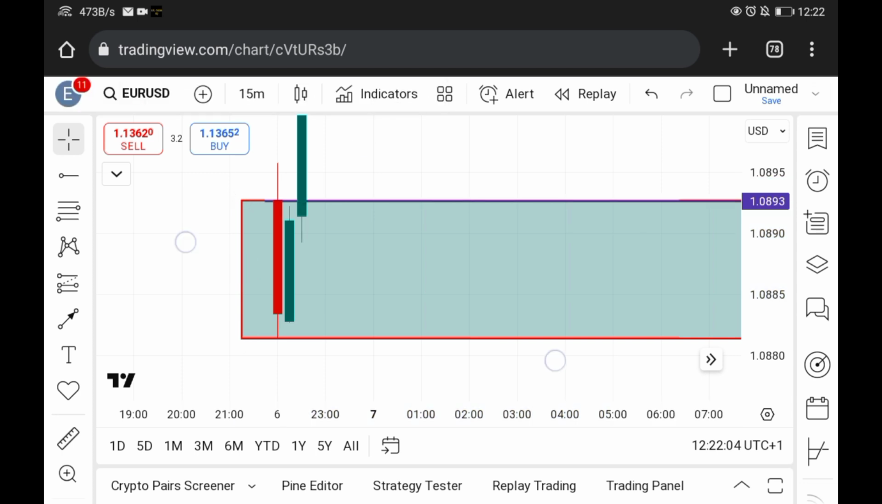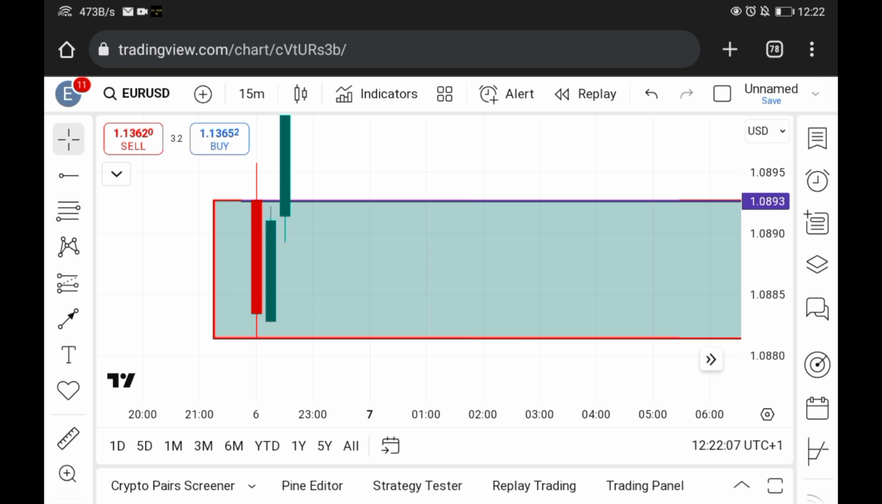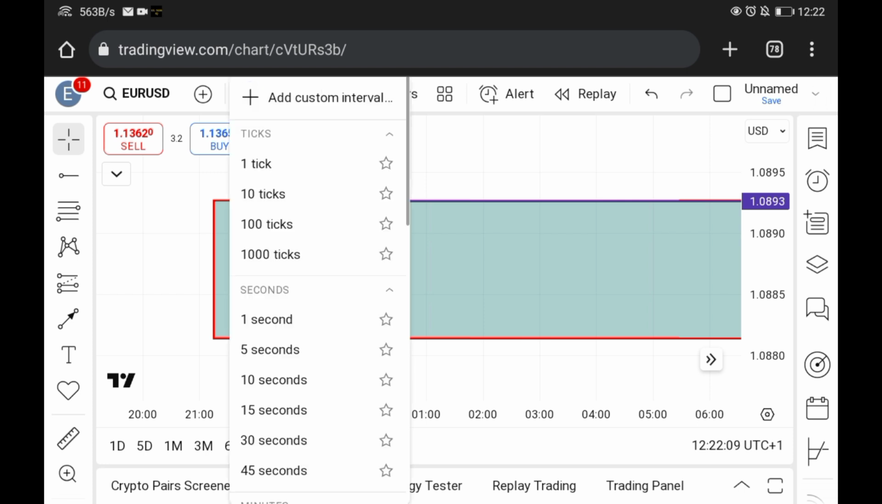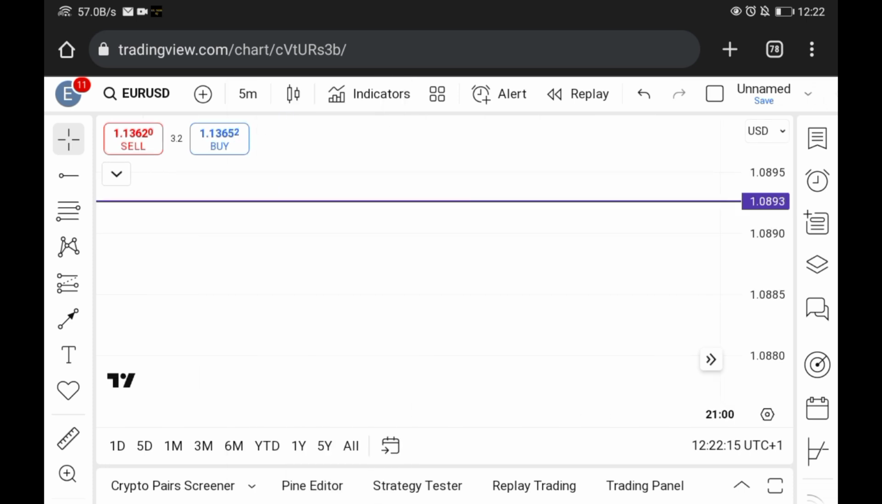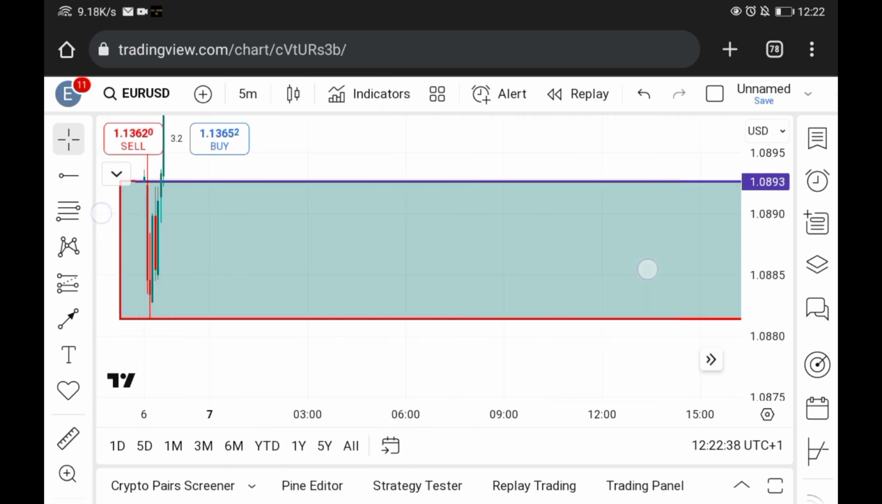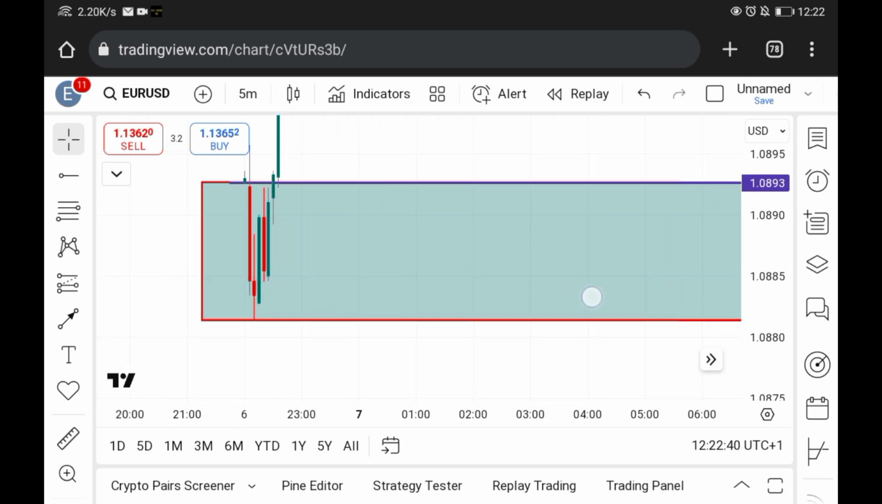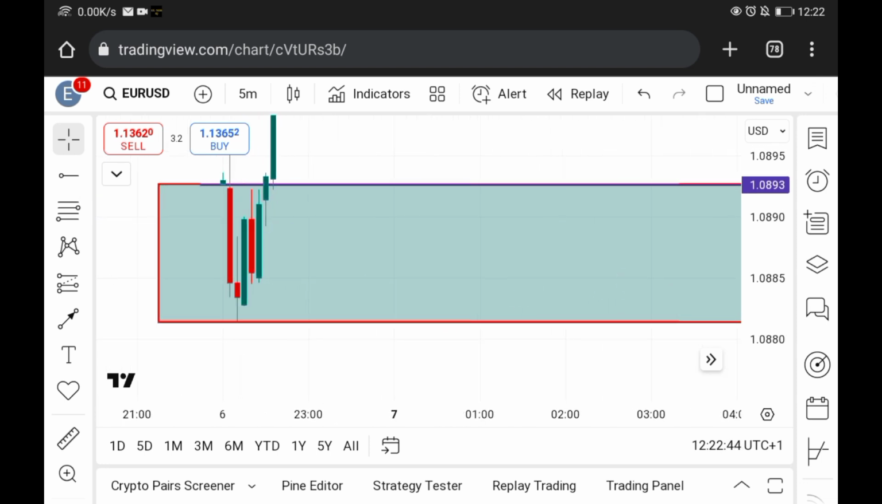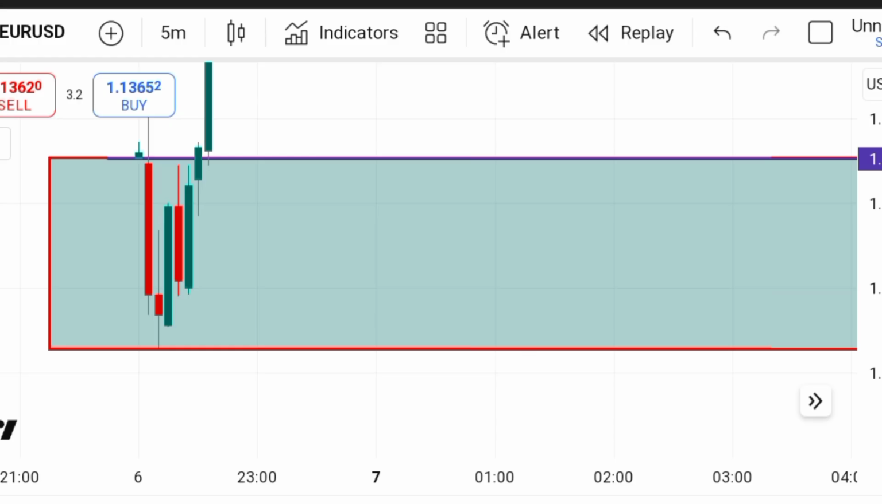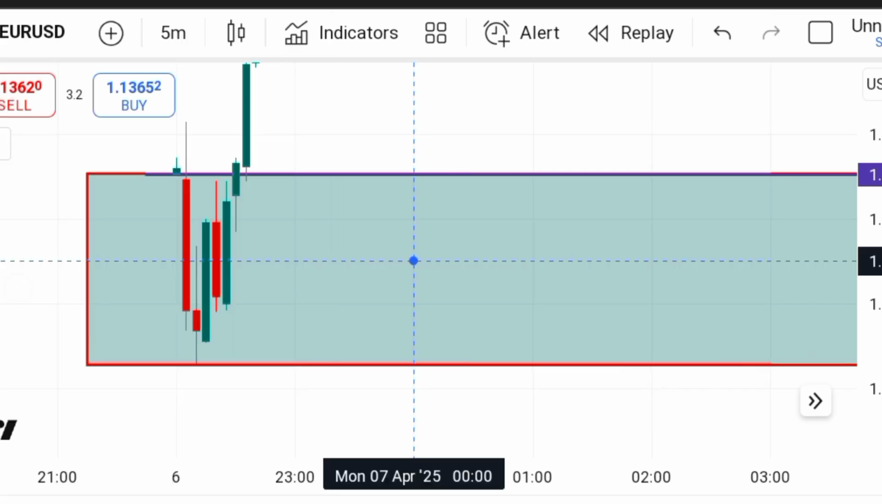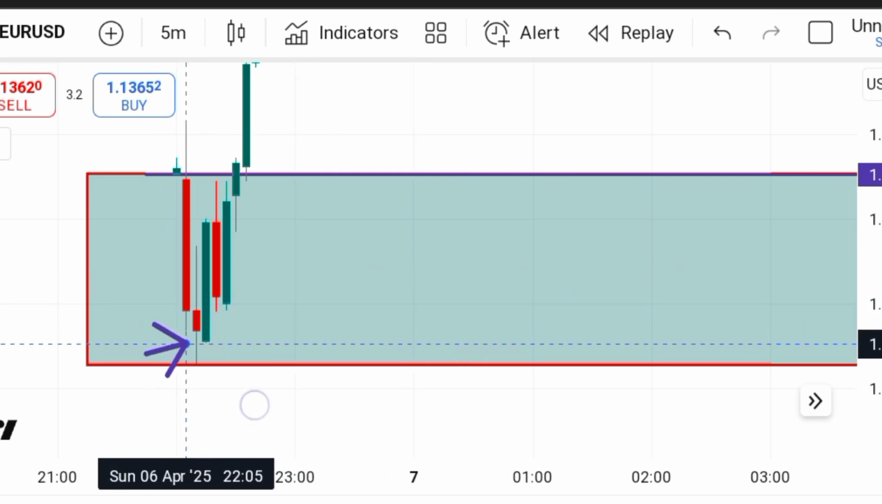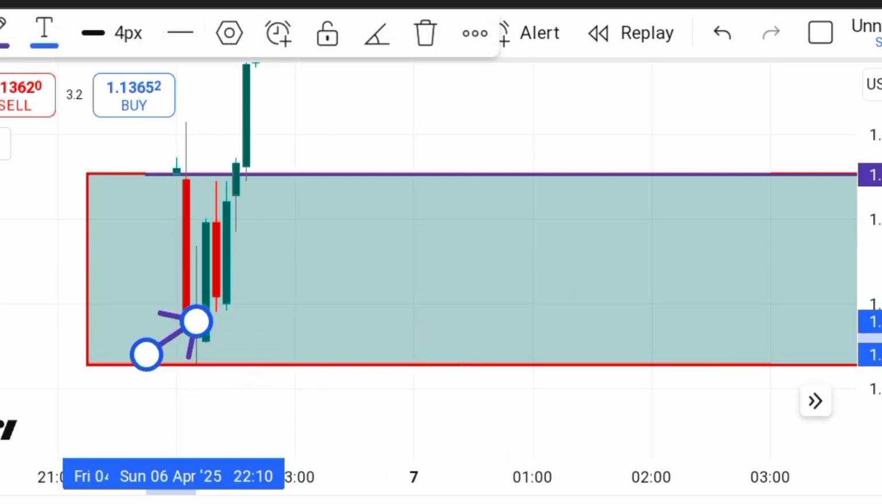Now I'm to move down to my 5 minutes chart. I'm on my M5. So on my M5, we are to mark our last candle in this zone. Our last bearish candle in this zone is this one here. So we are going to mark that candle.